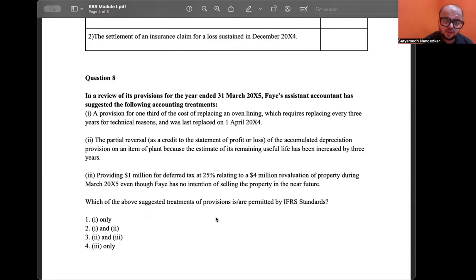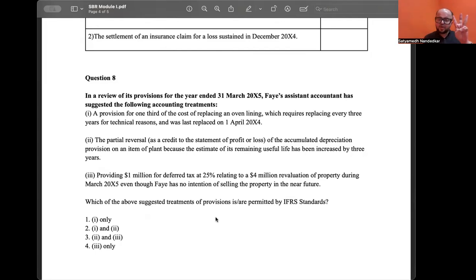A provision for one-third of the cost of replacing an oven lining, which requires replacing every 3 years for technical reasons, but was last replaced on 1st of April. This is like a provision for a future repair. You will replace the oven lining after 3 years. So they are saying create a provision for one-third.